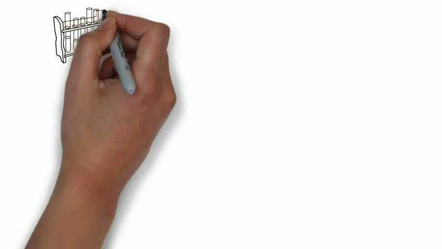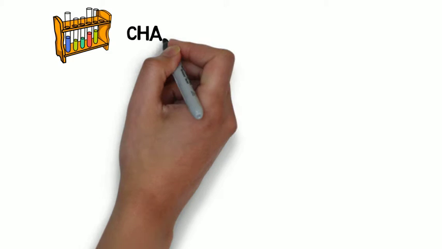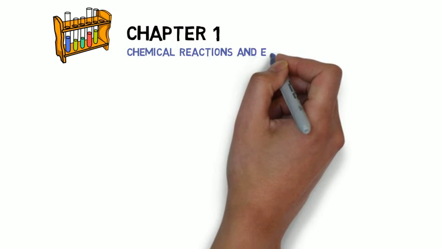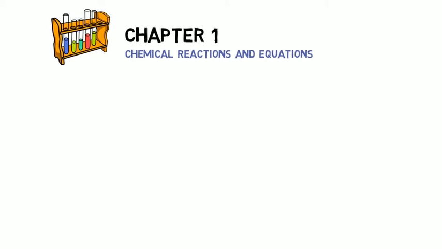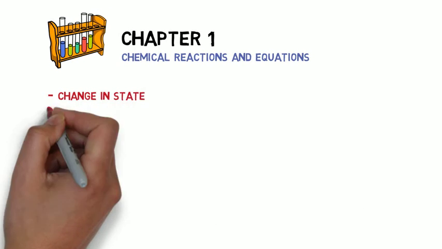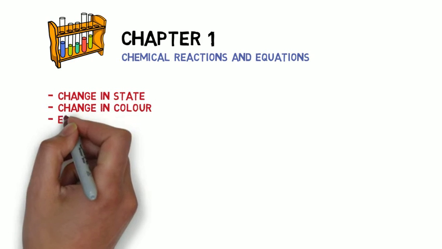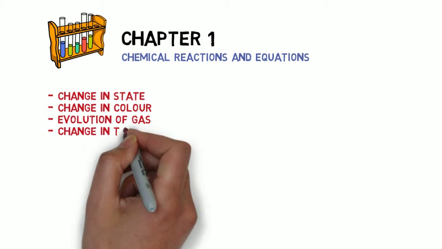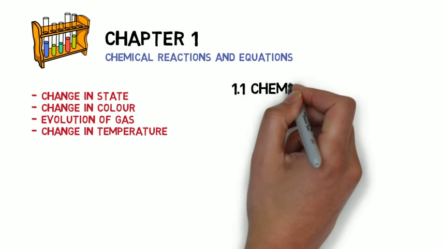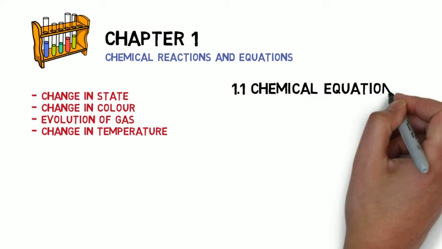Hi guys, today we are going to discuss chapter number 1 of chemistry class 10th, which is chemical reactions and equations. What happens during a chemical reaction? Many things happen, such as change in state, color, evolution of a gas, change in temperature and many more. Now let's get into chemical equations.